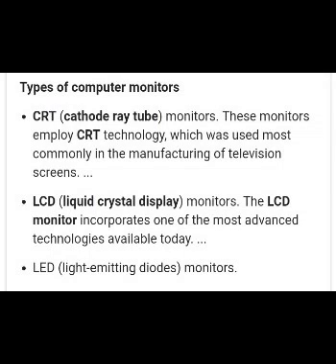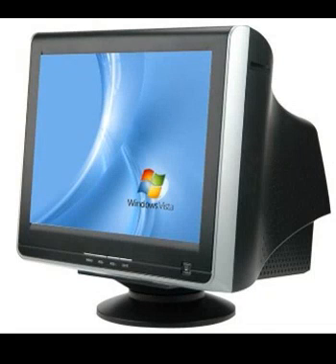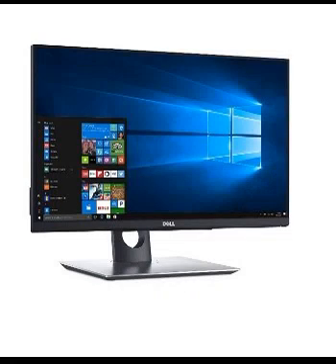Types of computer monitors. First one, CRT monitors. CRT stands for cathode ray tube. These monitors employ CRT technology, which was used most commonly in the manufacturing of television screens. Next, LCD monitors. Now we are using mostly LCD monitors. LCD stands for liquid crystal display. The LCD monitor incorporates one of the most advanced technologies available today. Next, LED monitors. LED stands for light emitting diodes. This is a cathode ray tube monitor. This is a flat panel display to get the output from the computer.